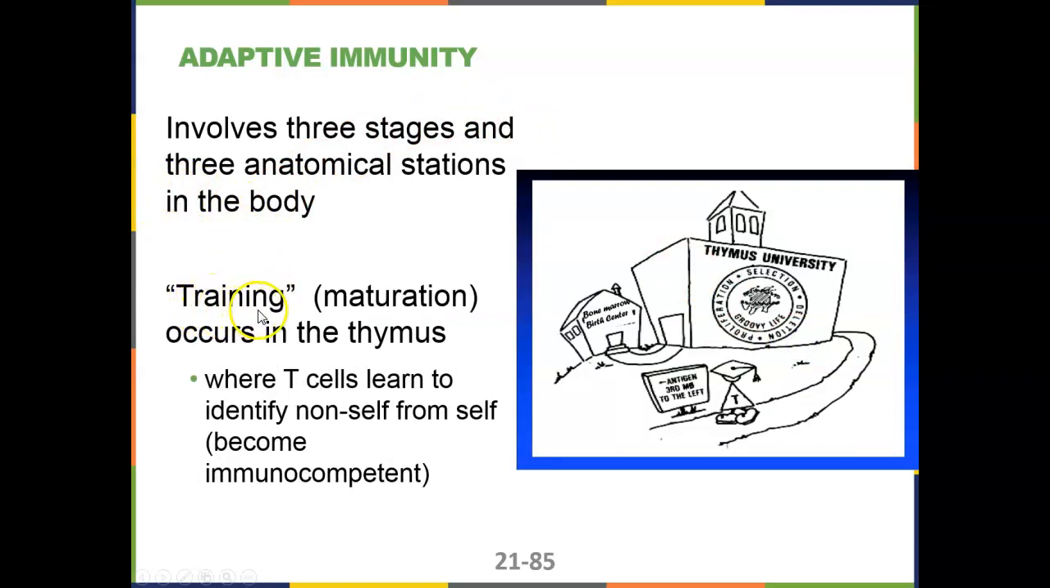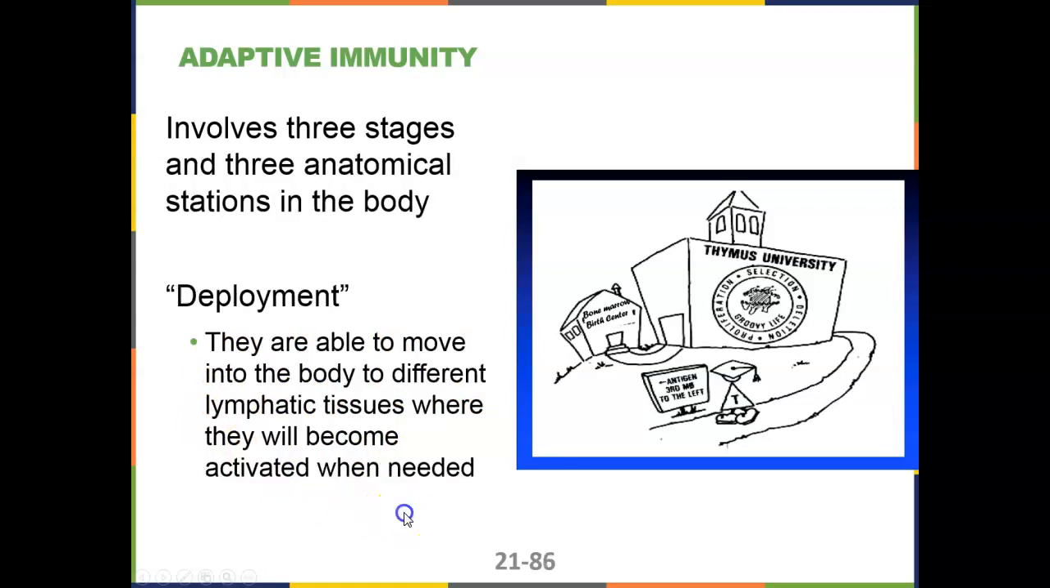So during that first stage, they're going to train. And so maturation of T lymphocytes occurs in the thymus. That maturation process allows T lymphocytes to learn the difference between self and non-self and become immunocompetent. Once they have become immunocompetent, they then can go out to that secondary lymphatic tissue where they can become activated when they are needed.